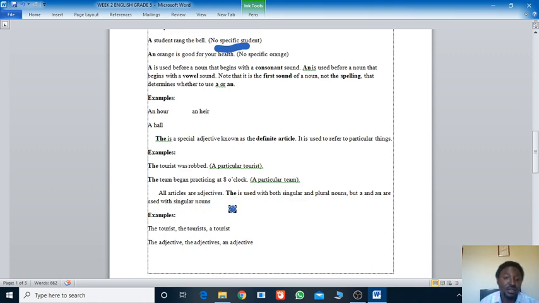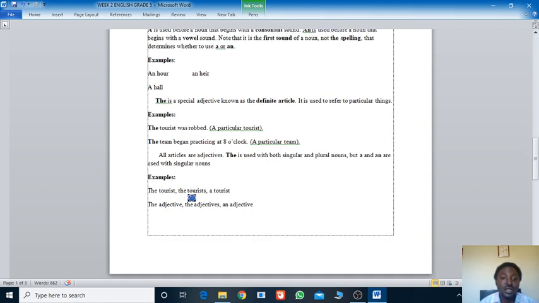All articles are adjectives. Like I told you before, initially when we began the lesson, I told you that all articles are adjectives. The is used with both singular and plural nouns, but a and an are used with singular nouns. Please note that. Examples: the tourist, the tourists, a tourist. The adjective, the adjectives, and an adjective.